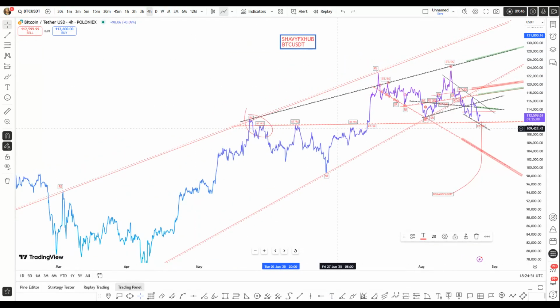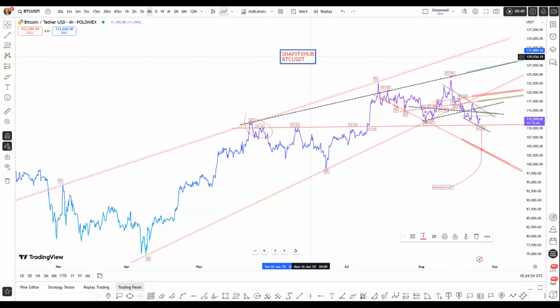So I think this is where I draw the curtain on my perspective for BTC USD. Wish you good luck.